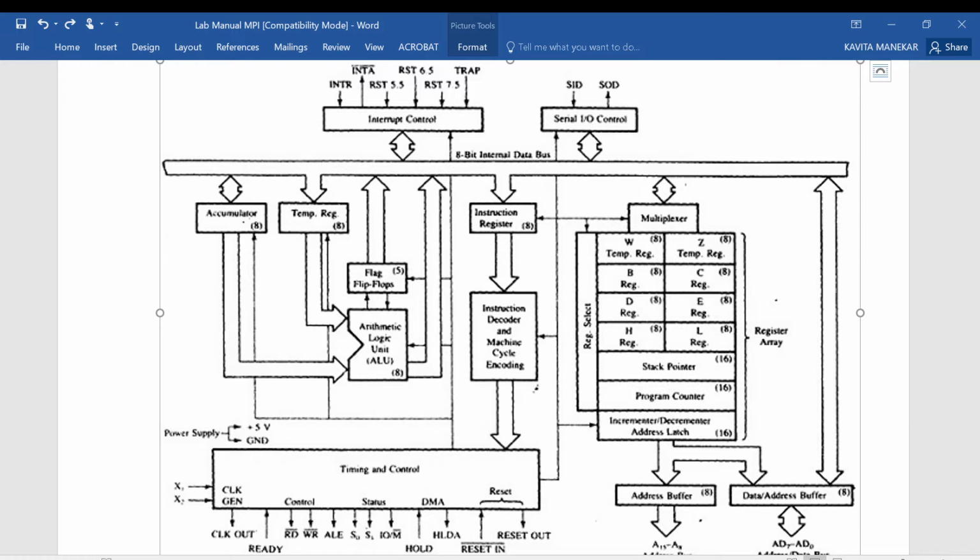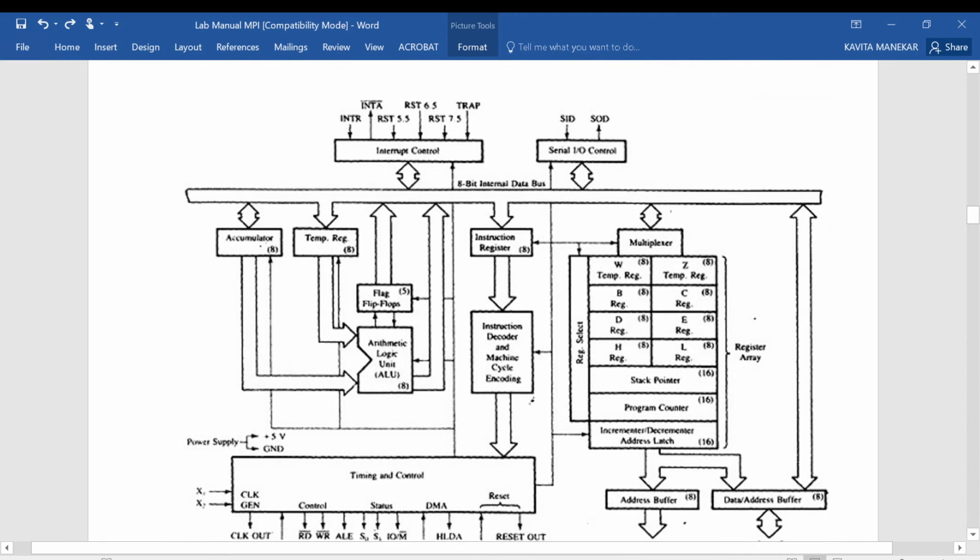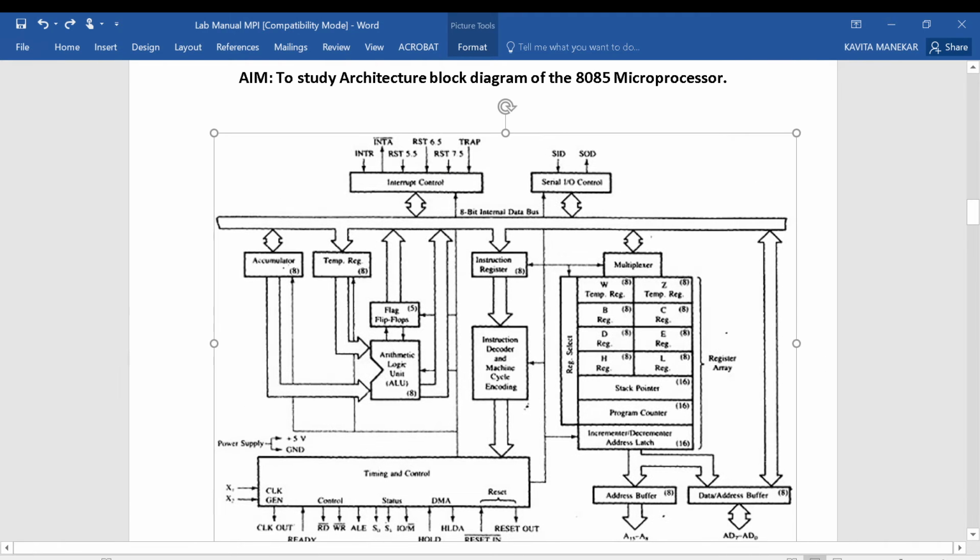The next is control and status signal. So for that we will go to the timing and control unit which is showing the different control signals. So I am first starting with the address latch enable ALE pin. We can see the ALE pin on the timing and control unit.